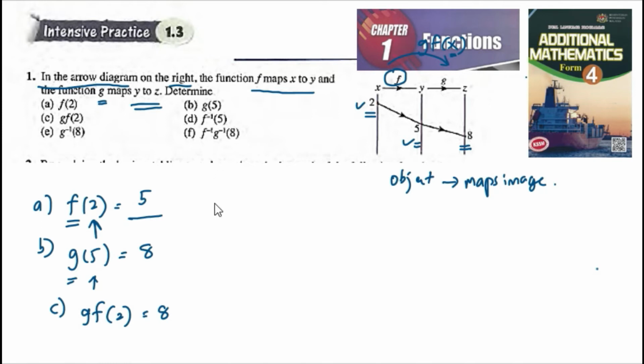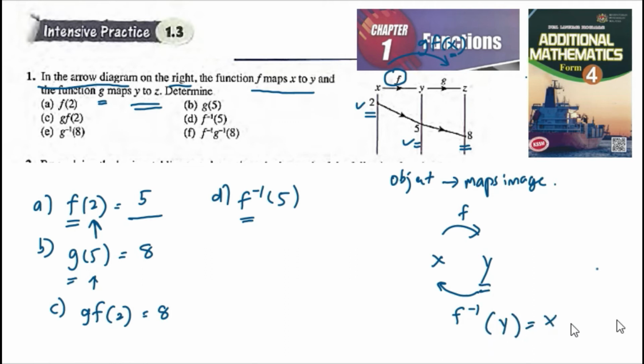So see, okay. So (d) f inverse 5. What does it mean by f inverse? So we know f. So here this is x, this is y. So if this way is f, so f inverse means it's going the other direction. So this is f inverse. So we know f inverse of y, then we will get x. So here f inverse 5, because this is f, the other way around is f inverse. f inverse 5 is 2.